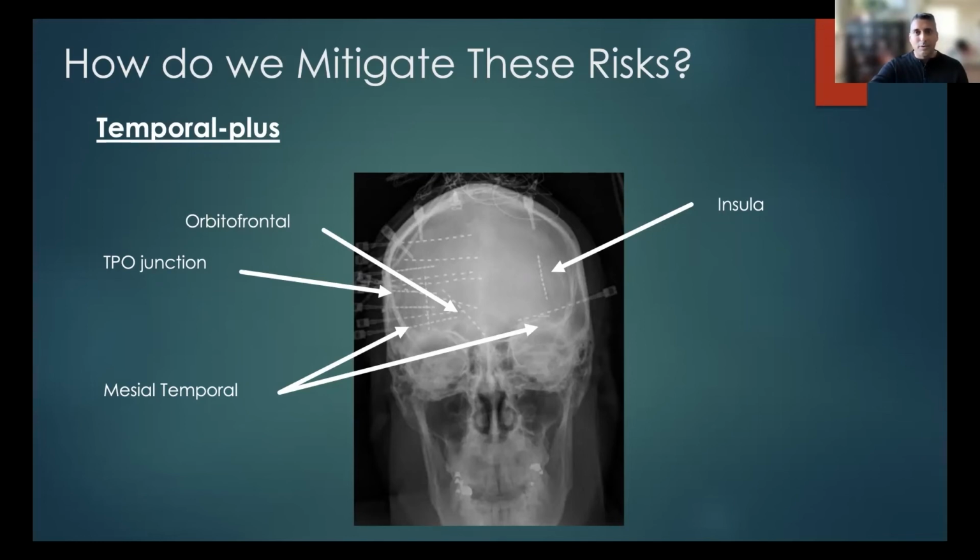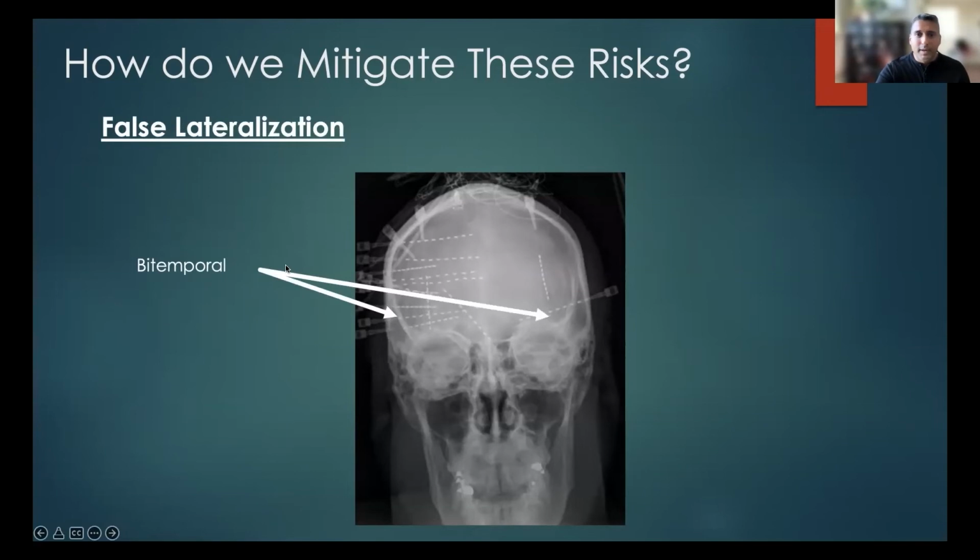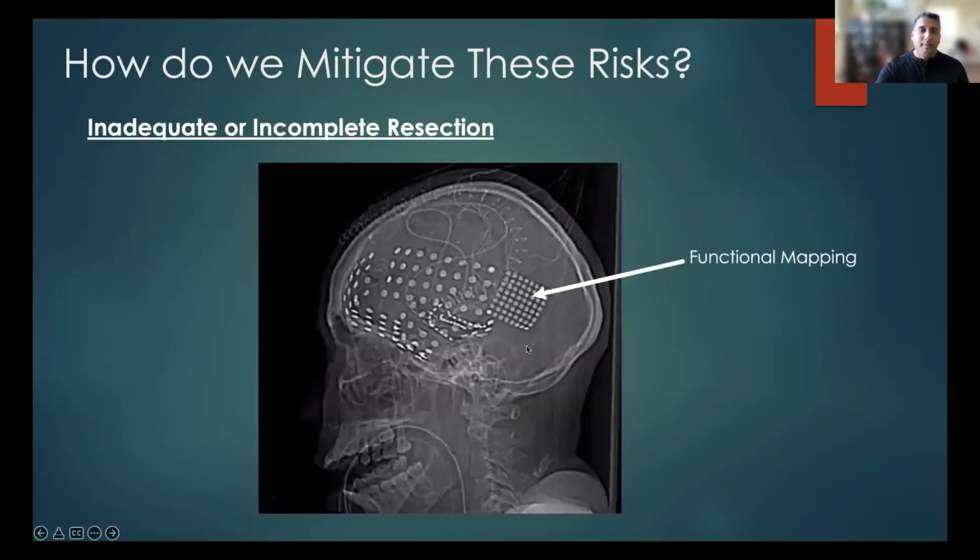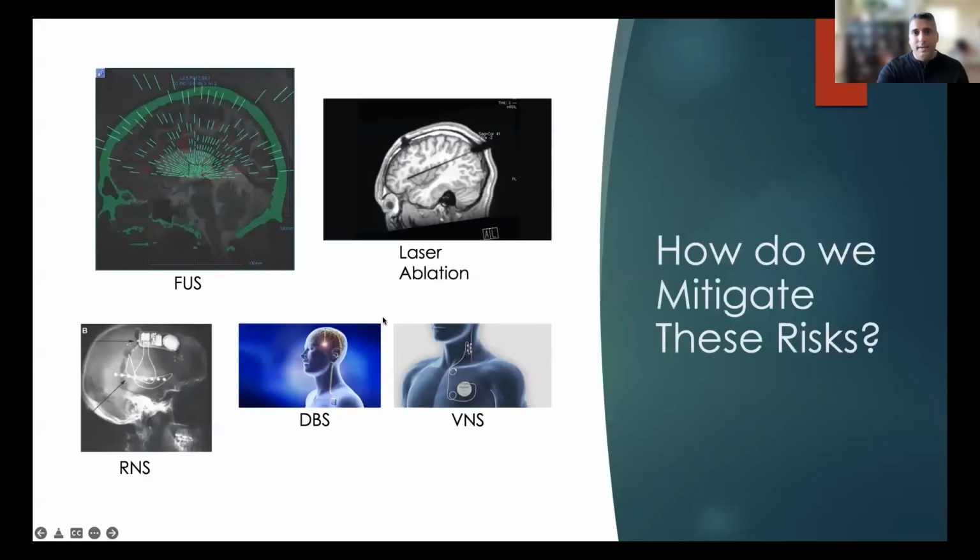So you see here again, just like I mentioned, we've sampled all the areas where temporal plus epilepsy can come from. We sample both temporal lobes to be safe. This is one way that we avoid incomplete resections. We do functional mapping. So these are all grids that are on the surface of the brain.